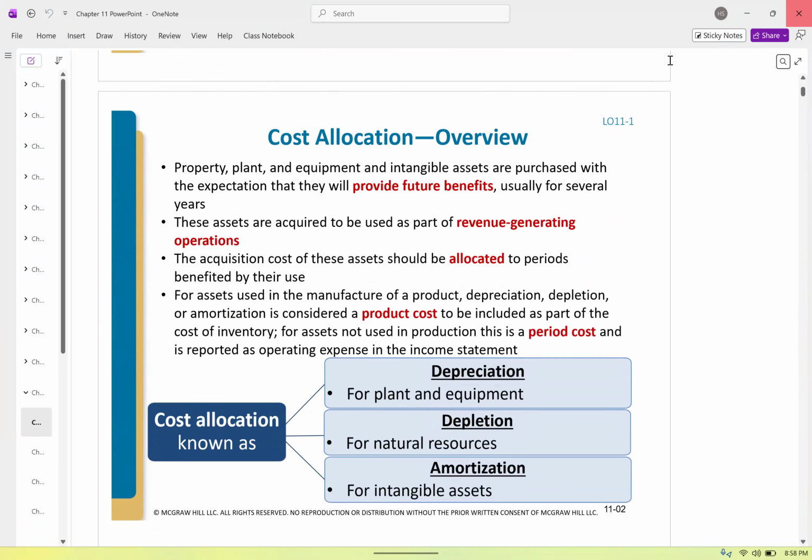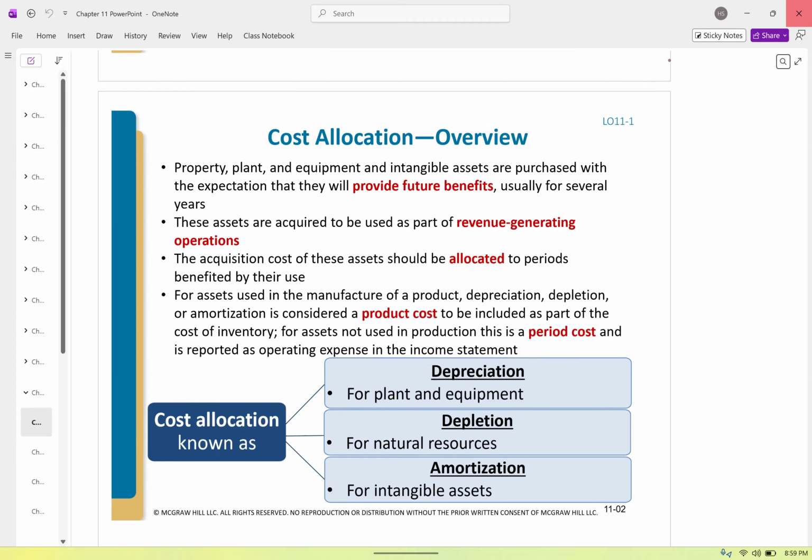When we buy things that are going to last a long time, like property, plant, equipment, we're thinking about our buildings, our equipment, manufacturing items, anything like that, things that are going to last us a little longer than a year. We are going to depreciate them. When we have natural resources, we will deplete them. And for intangible assets, we will amortize them.